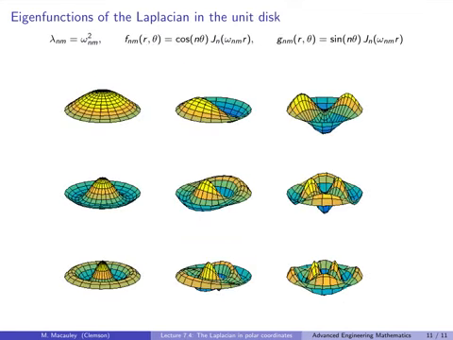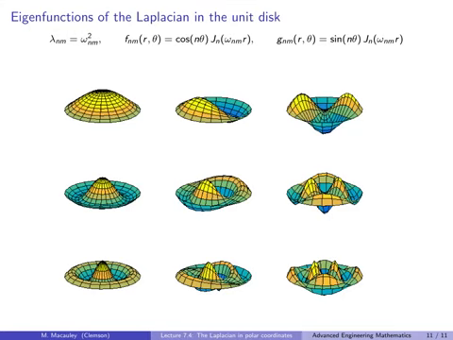At last, we come to the unit disk. The eigenvalues are omega nm squared, the roots of the Bessel functions, and the eigenfunctions are of the form cosine n theta times J_n of omega r, and sine n theta times J_n of omega r. Here's a picture of 9 of them. Let's try to understand which is which.